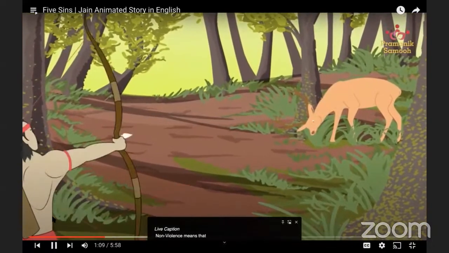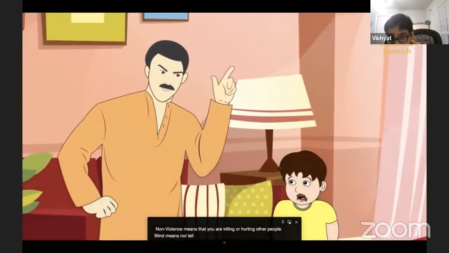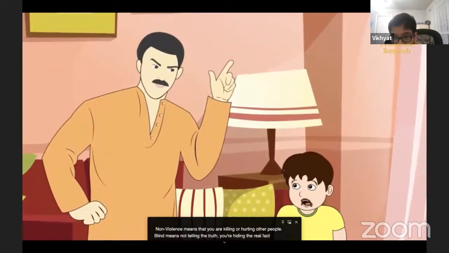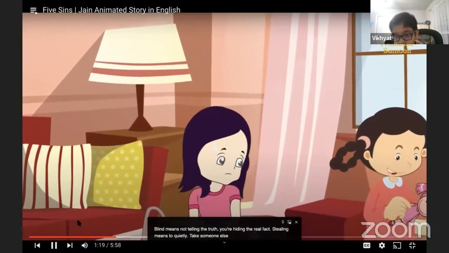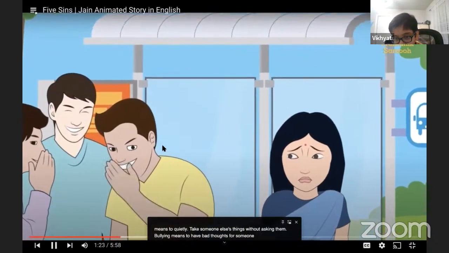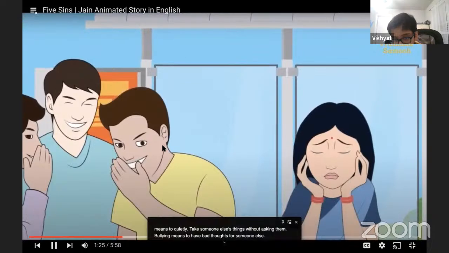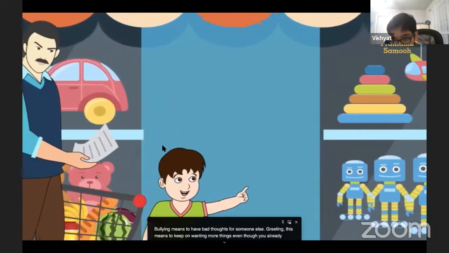Non-violence means that you are killing or hurting other people. Lying means not telling the truth. You're hiding the real fact. Stealing means to quietly take someone else's things without asking them. Bullying means to have bad thoughts for someone else. Greediness means to keep on wanting more things even though you already have enough.